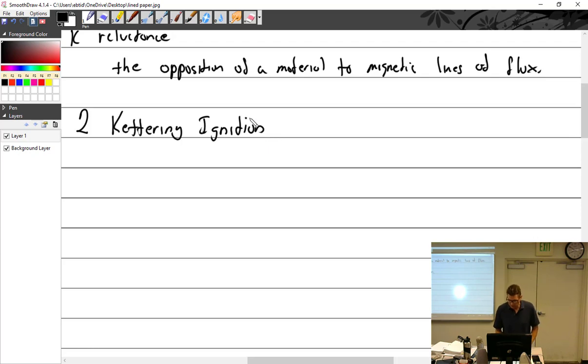Kettering ignition, also known as a battery ignition system.